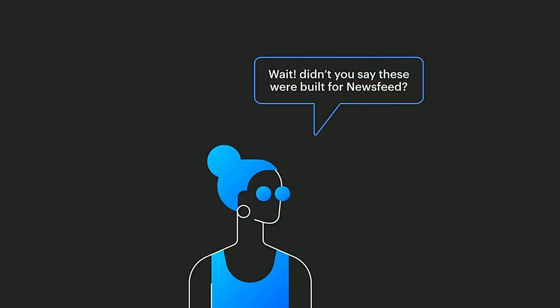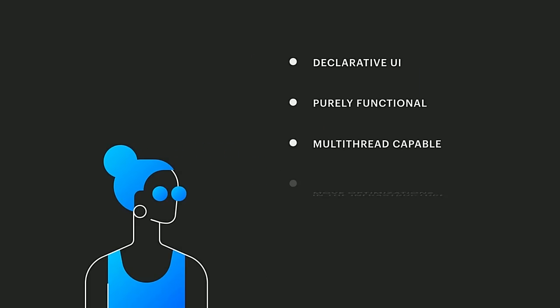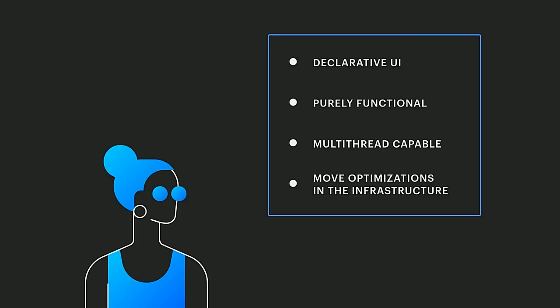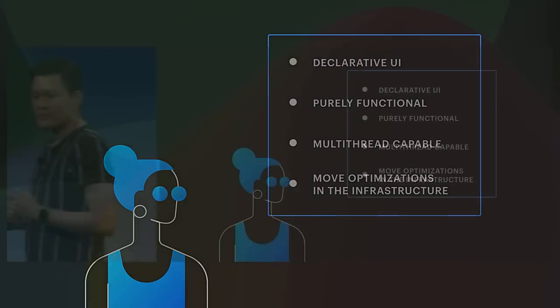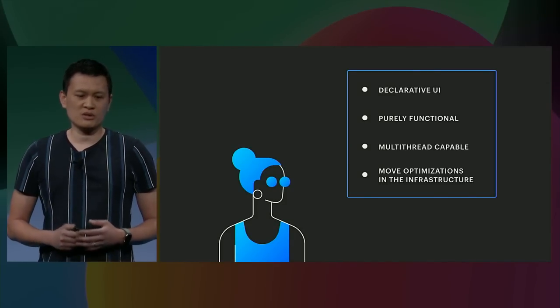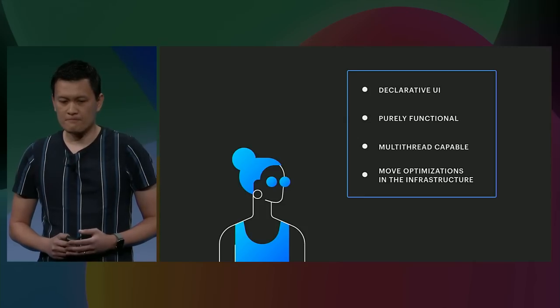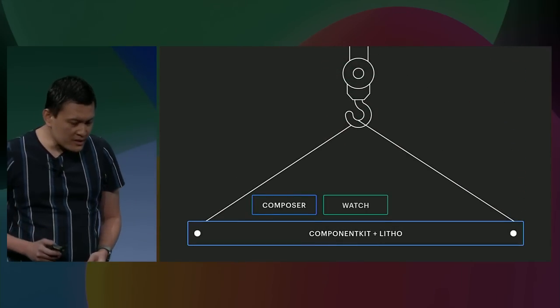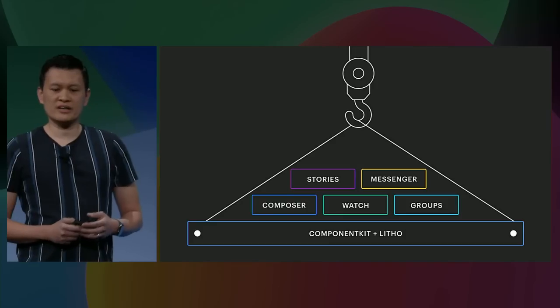So we said that we built these frameworks for newsfeed. Why have we started using them in other surfaces? Well, the benefits of building UI using Facebook's reactive programming model applies to all surfaces and not just newsfeed. And just like with React, we've learned that building UI using components scales extremely well when you have a code base with thousands of commits a day. So ComponentKit and Litho are how we build most of the UI in our apps.